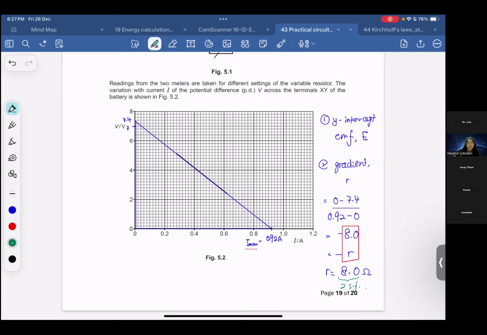You wait for me a short while. I check the answer scheme whether they mention the accepted plus or minus range or not. This one is 2021 May June. If I'm not mistaken, actually they only accept this answer. Paper 2 3, question 5. Let me check.